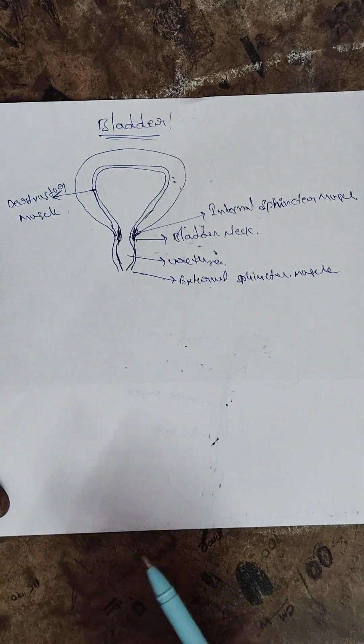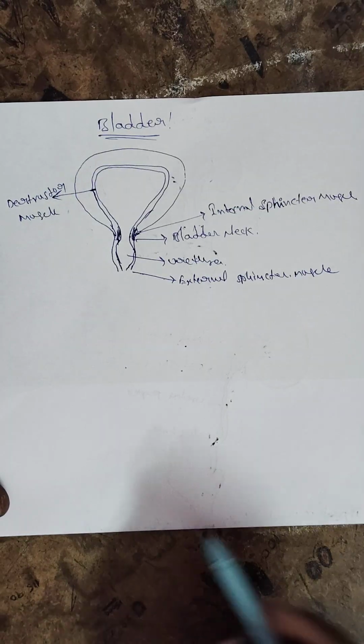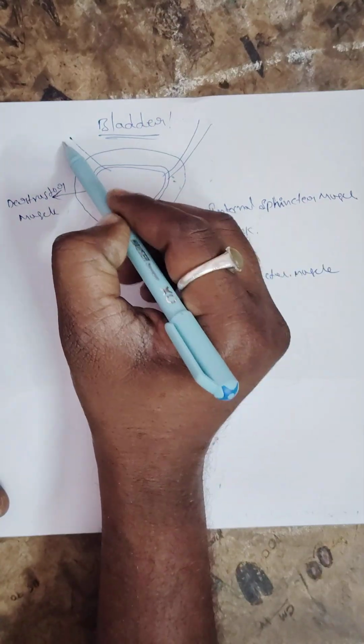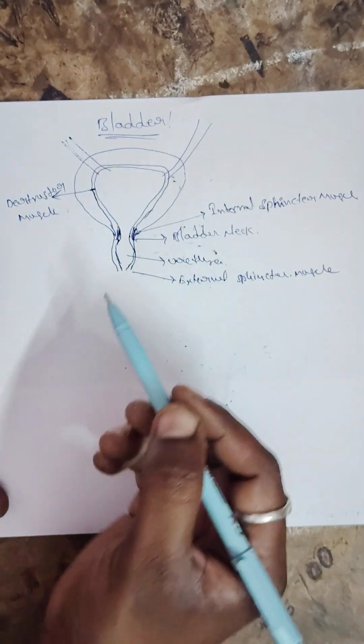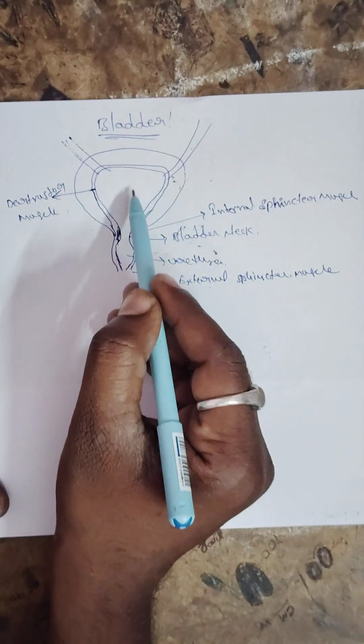Today we are discussing the structure of the bladder. It is the third part of the urinary system. The bladder is connected to one pair of ureters, which carry the urine from the kidneys to the bladder. So this is the bladder.